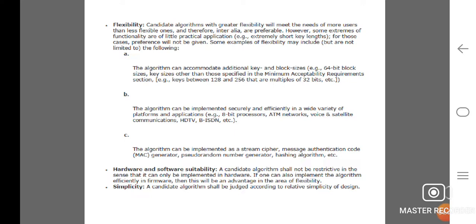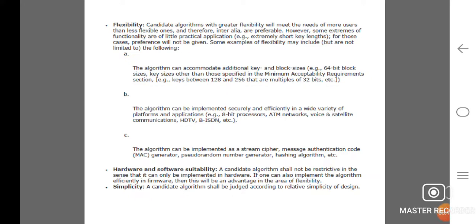In hardware and software suitability, a candidate algorithm shall not be restrictive in the sense that it can only be implemented in hardware. If one can also implement the algorithm efficiently in firmware, then this will be an advantage in the area of flexibility.